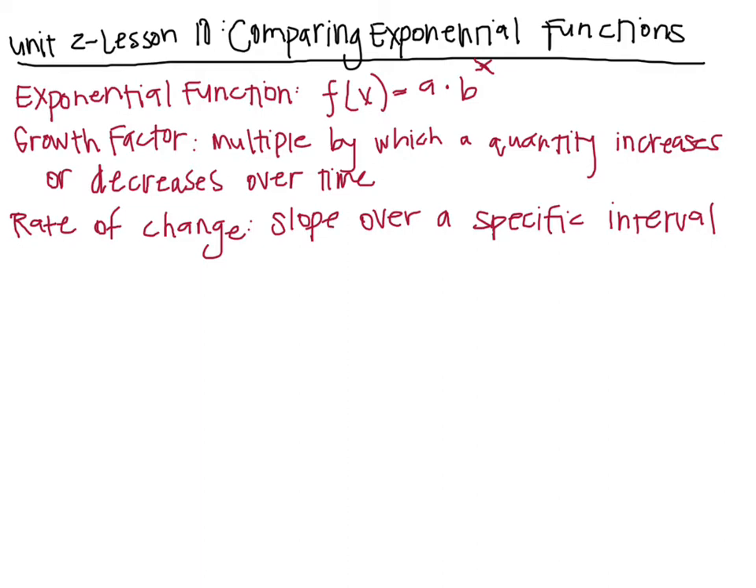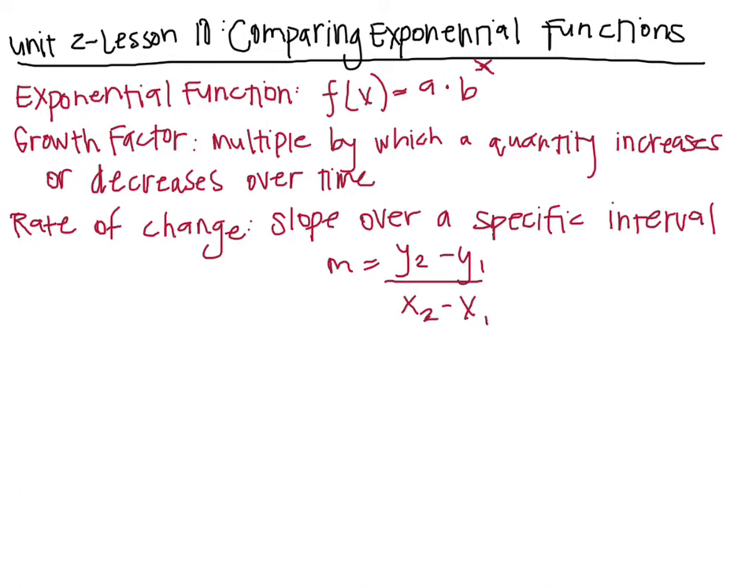Rate of change is slope over a specific interval. And it has to be over a specific interval because an exponential function looks something like this. So the rate of change in this section would be greater than the rate of change in this section because it is steeper. So you have to say what interval it is because it's not a constant rate of change across the whole function. To find that, we do m equals y2 minus y1 divided by x2 minus x1. So you need 2 points.